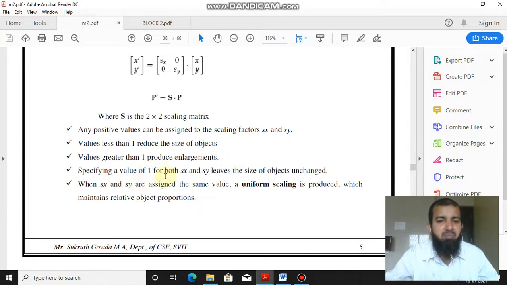Specifying a value of 1 for both sx and sy leaves the size of the object unchanged. If sx equals 1 and sy equals 1, the object remains the same. When sx and sy are assigned the same value, a uniform scaling is produced, which maintains relative object proportions. If sx and sy are both 2, it enlarges in both the x and y directions. If sx and sy are both half, it reduces the size equally in both directions.